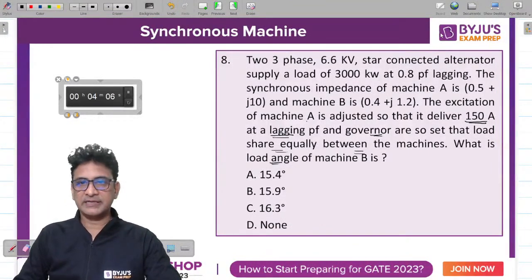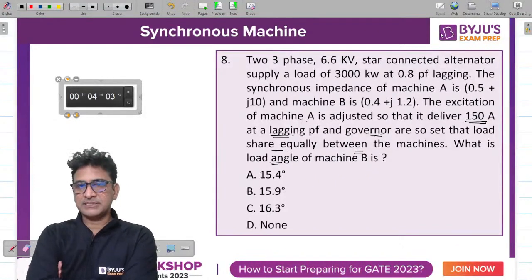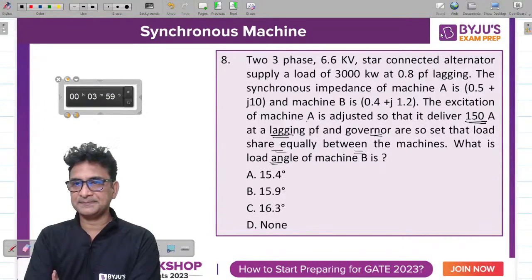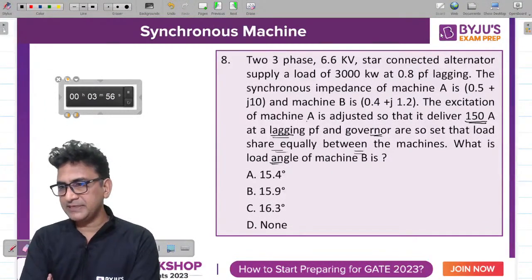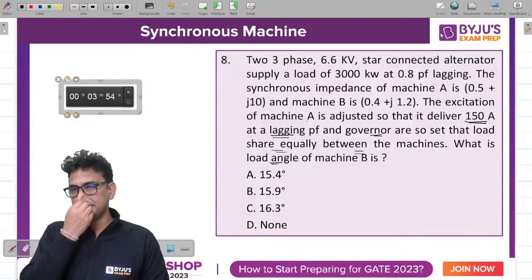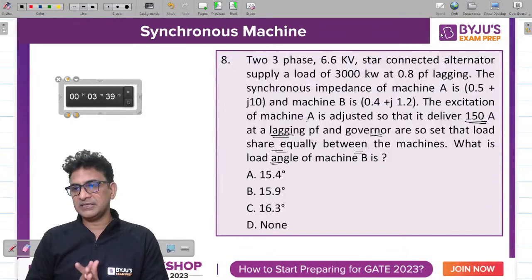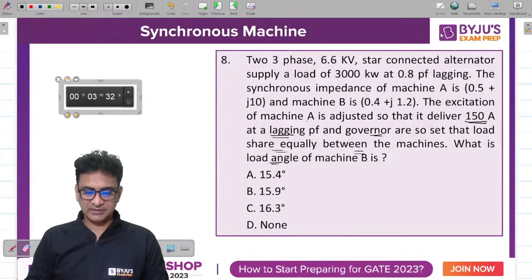Two alternators are connected in parallel and both are supplying the load of 3000 kilowatt at 0.8 power factor lagging. The synchronous impedance is given for both machine A and machine B. The excitation of A is adjusted so that machine A alone is giving 150 ampere current at the lagging power factor, and the governors are so set that both machine A and B are sharing the load equally. That means they are providing the same amount of active power. So what is the load angle delta of machine B?